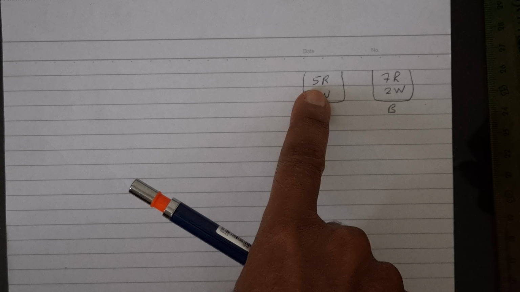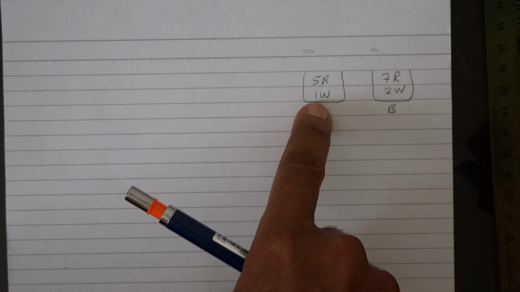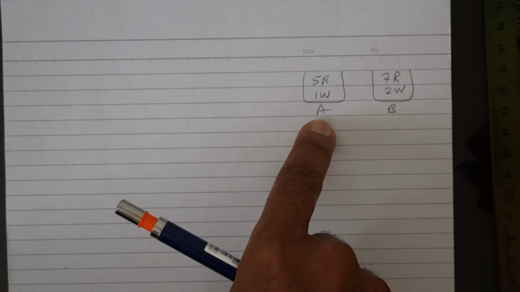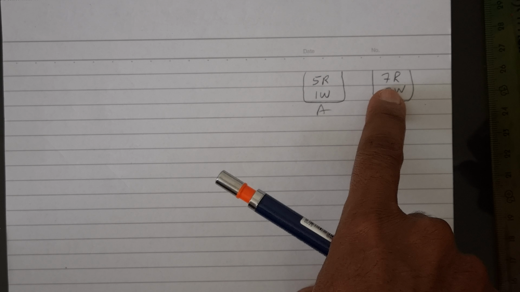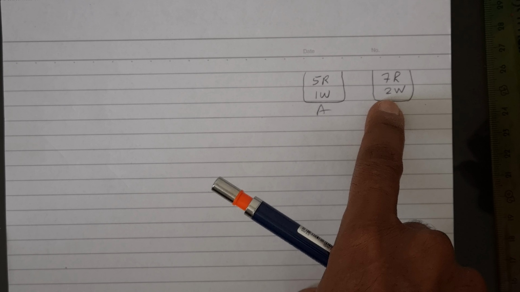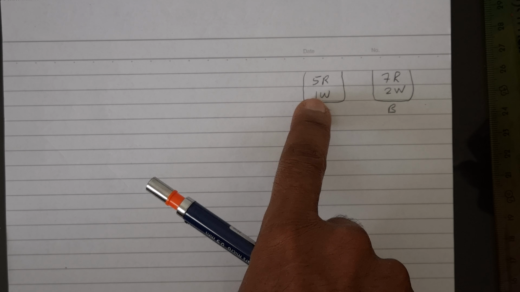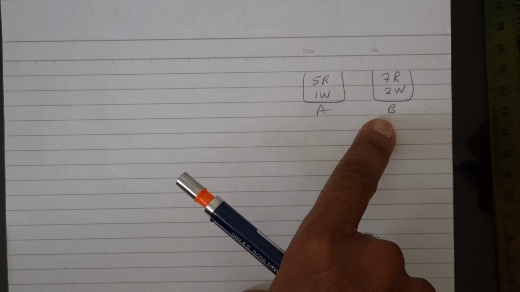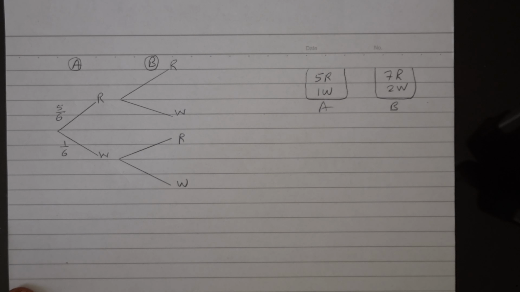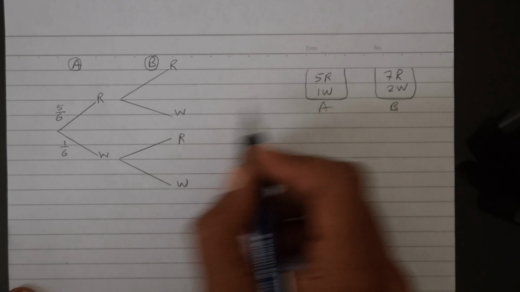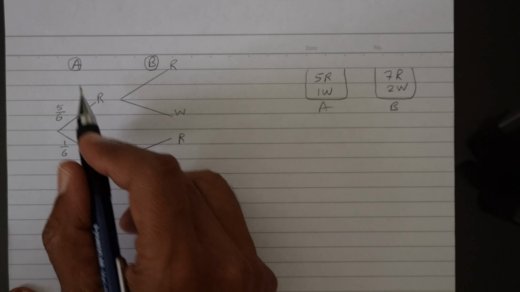Now here's the situation. We've got 2 bags A and B, 5 red paper clips and 1 white paper clip in bag A, and in bag B 7 red paper clips and 2 white paper clips. We're told that 1 paper clip is transferred from bag A into bag B. So I'd rather draw a probability tree diagram to understand the situation better and answer the questions. And as it is, we've got 5 over 6 total in bag A.